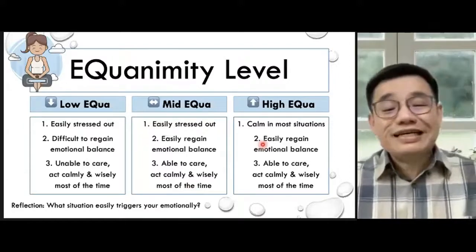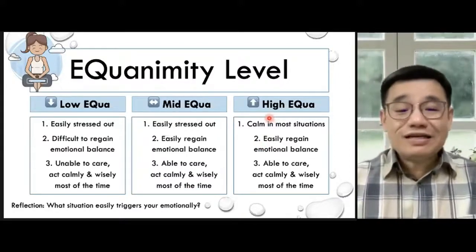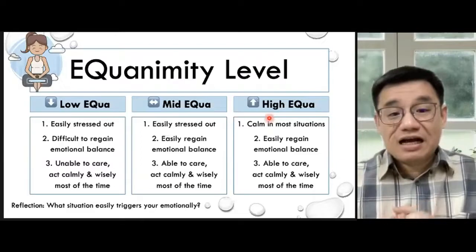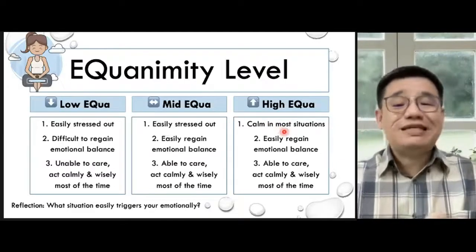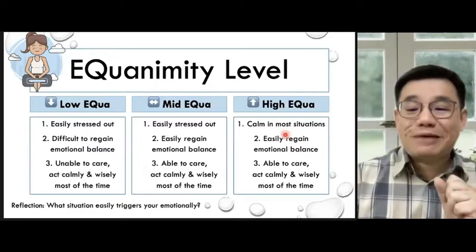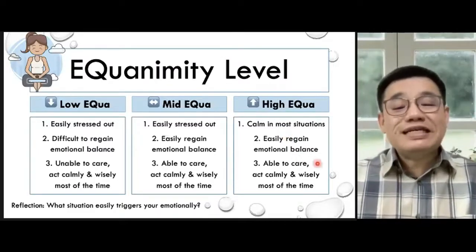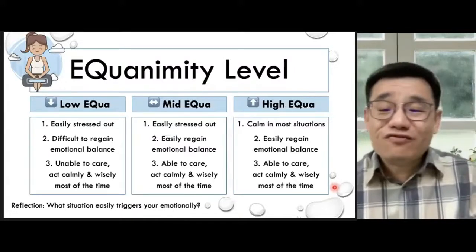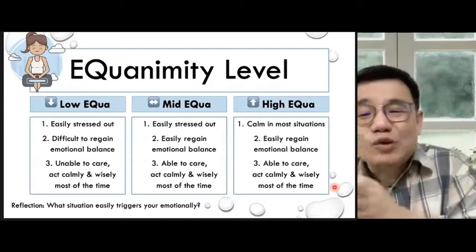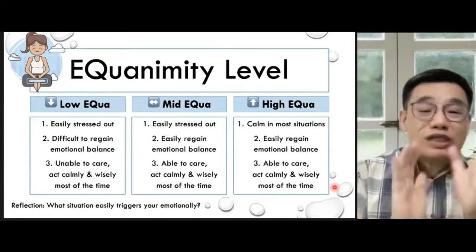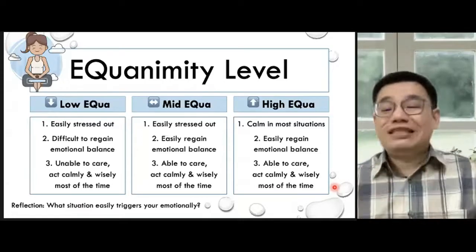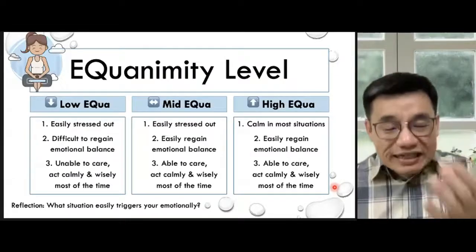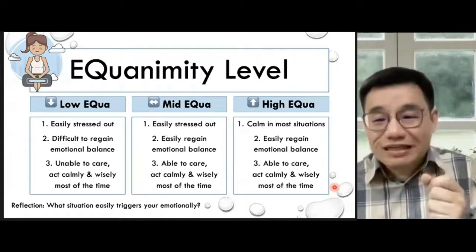Of course, the last category is the best one, the person with high level equanimity. How is a person with high level equanimity? You will see that this person is very calm in most situations. Even if the person occasionally gets stressed out, they can easily regain emotional balance. And most importantly, this person is able to care, act calmly, and wisely most of the time. So I leave it to you to reflect, to see which category you belong to most of the time. And most importantly, equanimity can be cultivated. This is the whole idea of having this Dhamma sharing, to let people know that we can upgrade our equanimity level, we can increase our EQ, it can be trained.